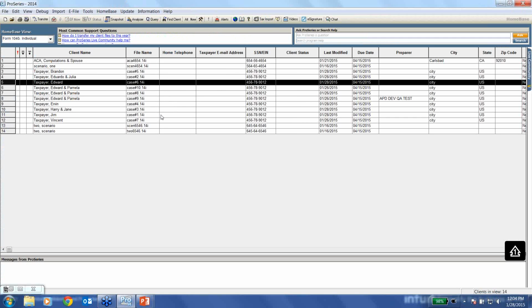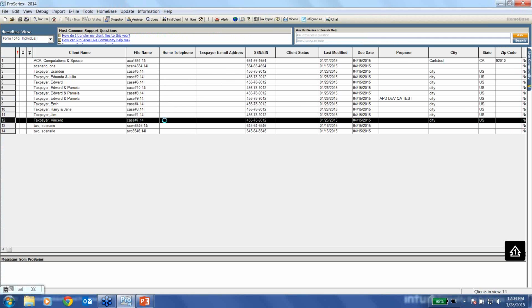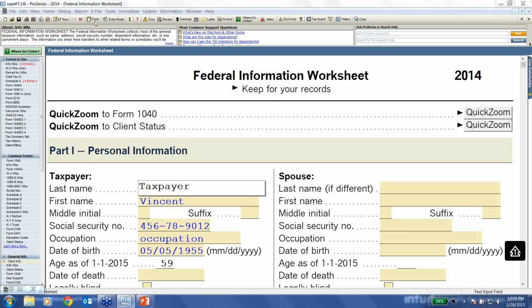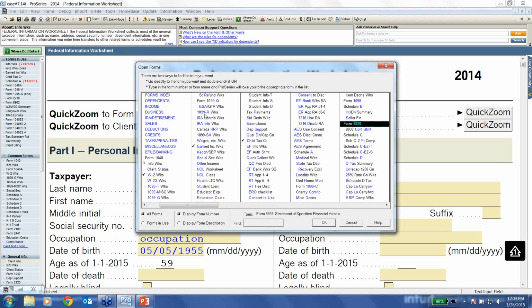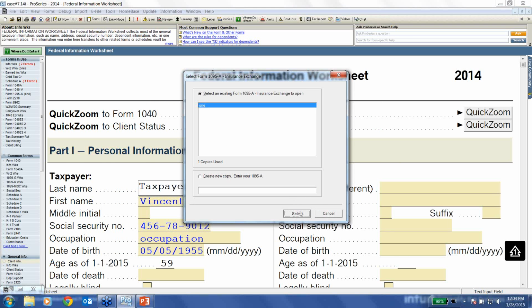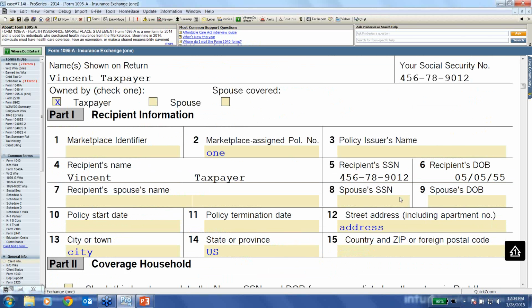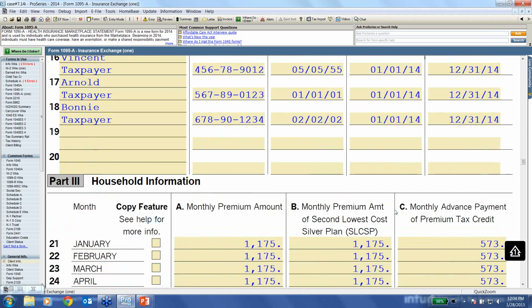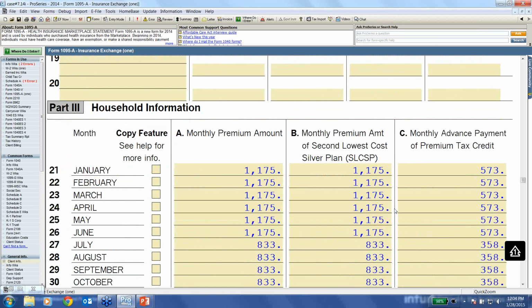Okay, so we'll go into number 7 here. This is Vincent's tax return. He got a 1095-A from the exchange. Vincent and the 2 kids, Arnold and Bonnie, have coverage for the full year. And then we're going to punch in the gross amounts for January through June. That's what the exchange would report out.